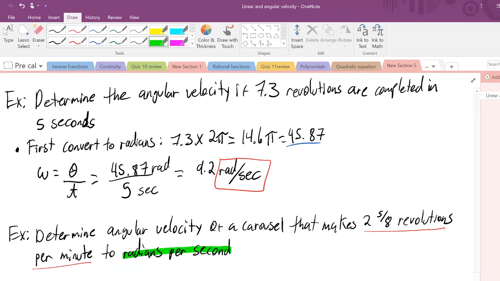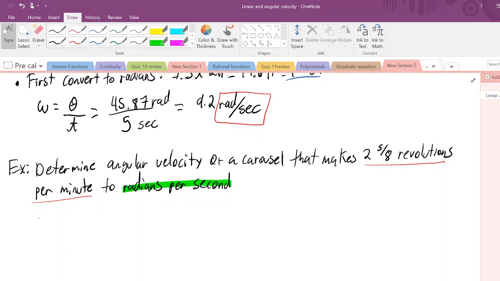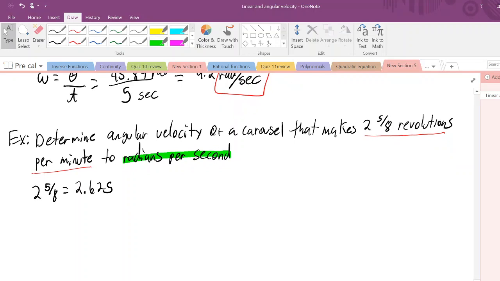Alright, so this is how we're going to do it. First off, the first thing we're going to do is convert this mixed fraction to a decimal. So 2 5/8. 5/8 is equal to 0.625 plus 2, that equals 2.625. Alright, so then I'm going to use my converter. 2.625 is my revolutions per minute.